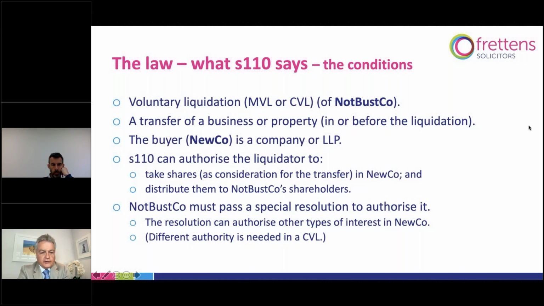And again, just looking at the very rare occasion when you might be doing this in a CVL rather than an MVL, you need a different type of authority there. You need the creditors committee to authorise the transaction in that case.